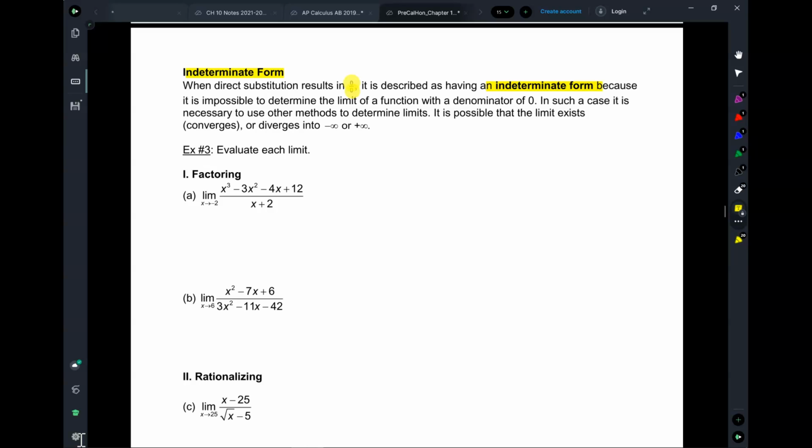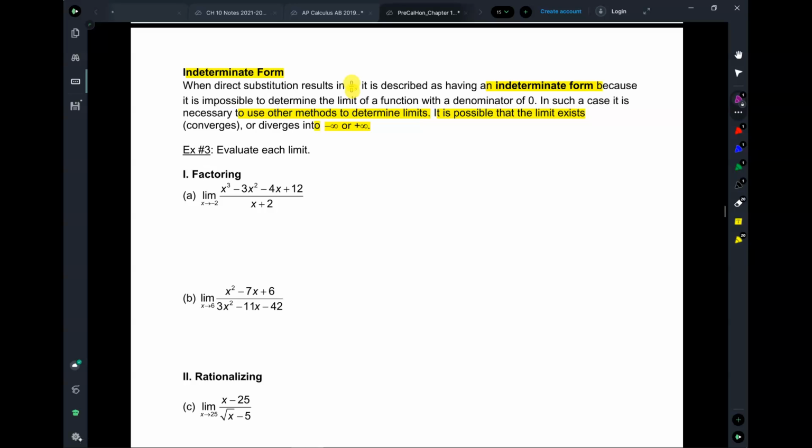So it's indeterminate form because when you get 0 over 0, you don't know what is happening there. It's necessary to use other methods to determine the limits because it's possible that the limit exists or that it's negative or positive infinity. So when you get 0 over 0, you have to do some more algebra to simplify the function. There are several things we can do. One of the things to get around it is factoring.